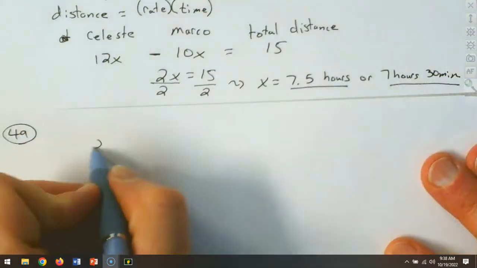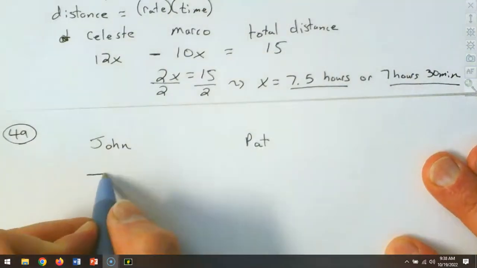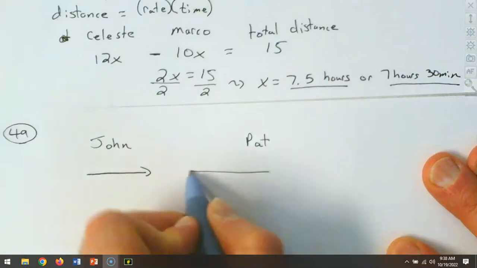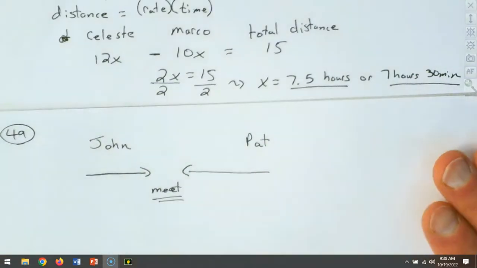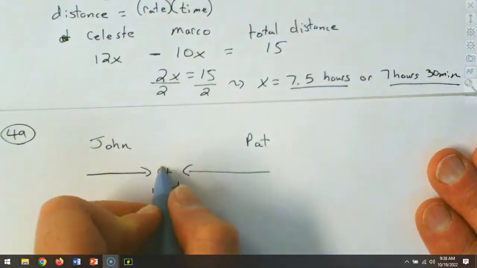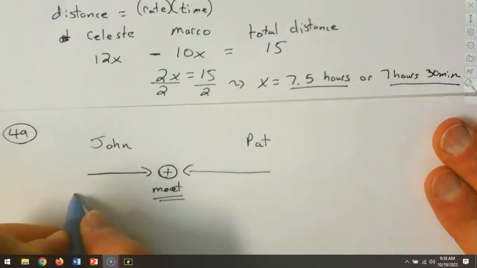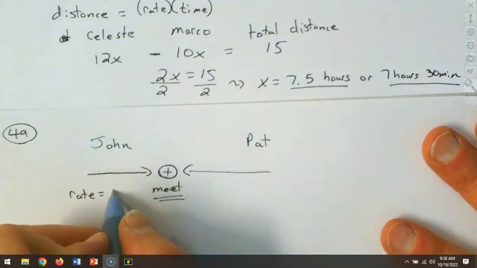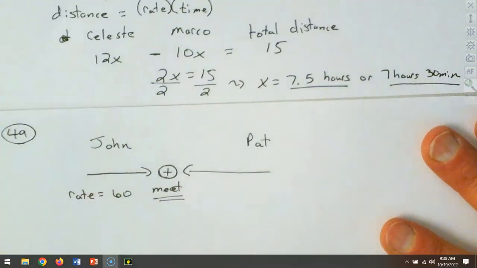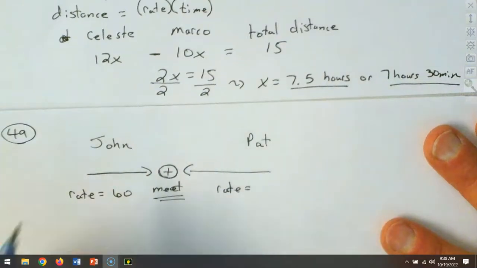So we've got John and we've got Pat. And they're traveling towards each other. And they're going to meet somewhere here. So they're going to meet right here. This is going to be addition because they don't overlap. Right? They're going towards each other. What about John? What's his rate of speed? John's going to go at 60 miles an hour. And what about Pat's rate of speed? She can't go as fast.